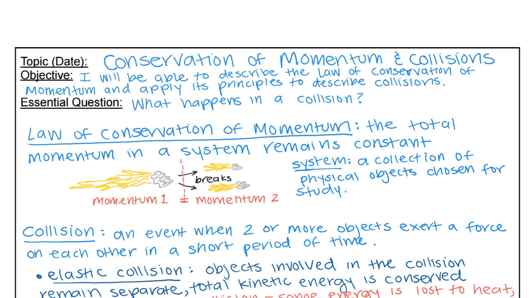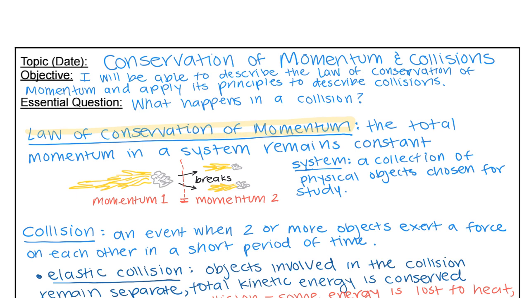So our topic today is the conservation of momentum and collisions. Your objective is to be able to describe the law of conservation of momentum and apply its principles to describe collisions. So the essential question that you are trying to answer in your summary at the end of your notes today is what happens in a collision? What types of collisions are there? What is happening to the objects involved in a collision based off of what you know about momentum and the conservation of momentum? So let's first talk about the law of conservation of momentum.